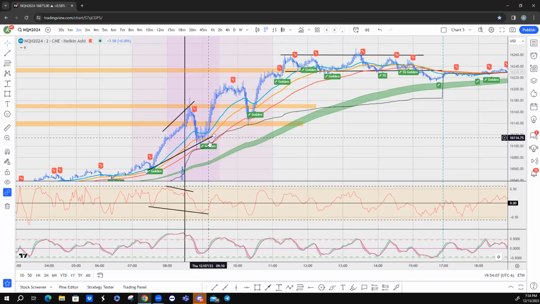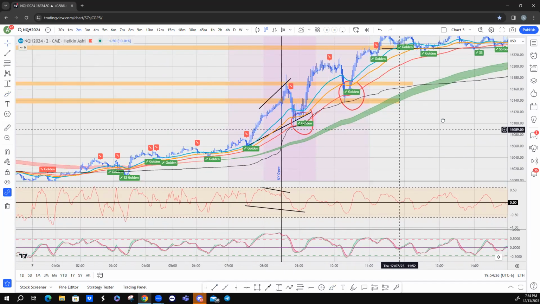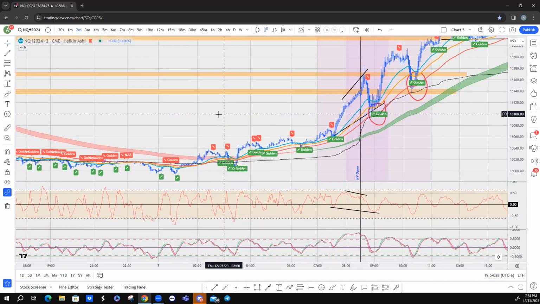So usually, like you see this nice golden signal right here, this would be a good one to take, and then possibly a second one. I wouldn't do anything other than that, so at least the first couple in here would be really nice, going into the New York Open. All right.